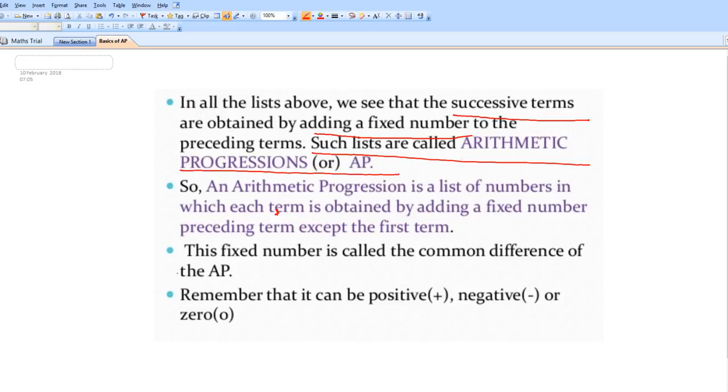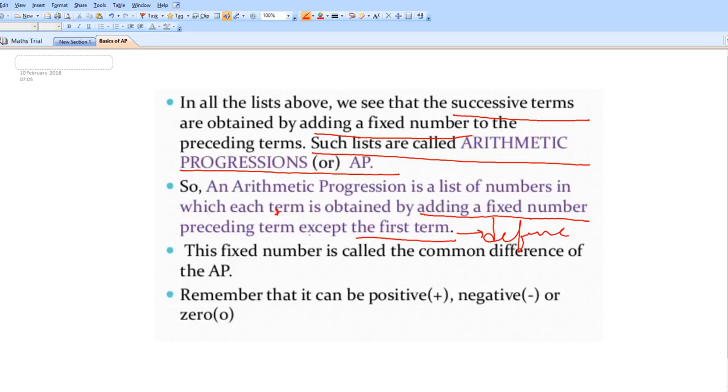All right. This means that an arithmetic progression is a list of numbers in which each term is obtained by adding a fixed number to the preceding term, except the first term. The first term is something we have to define. Also, we can find the value of the first number if we know the second or third number and we know what the difference is. How? We'll see in the upcoming part.